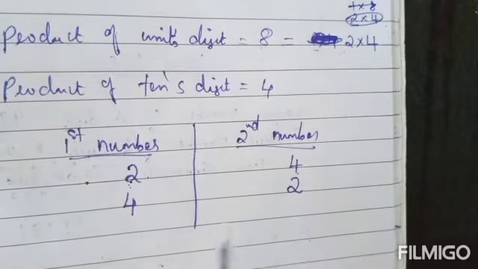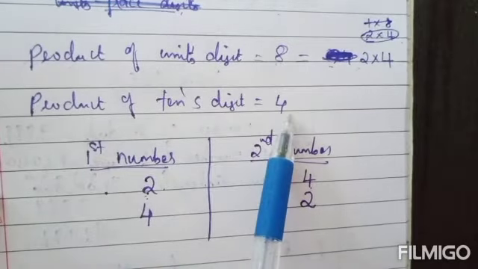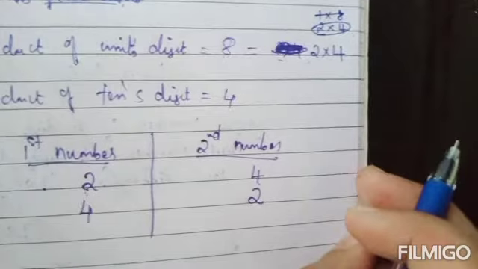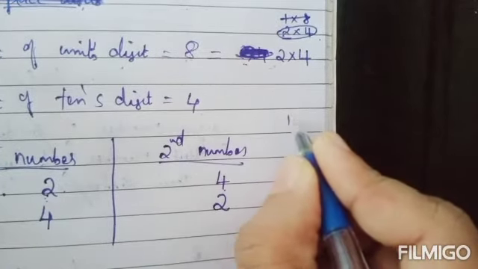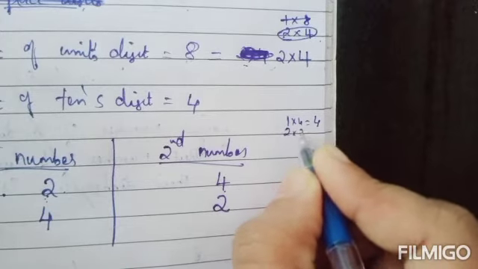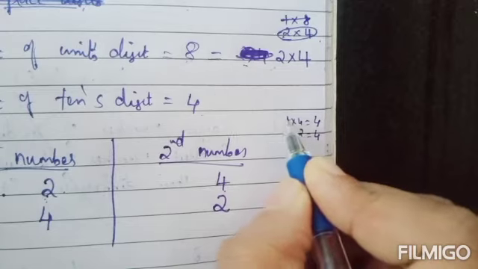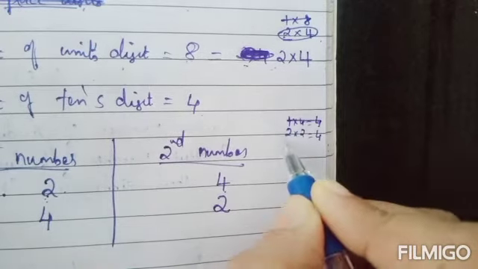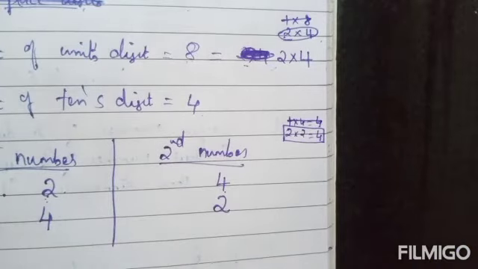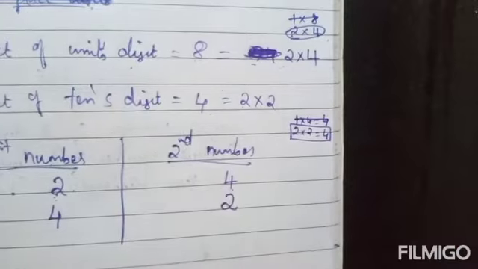Okay, now let us take the tens digit. Product of tens digit is 4. Okay, so which two digits on multiplying will give 4? 1 into 4 equal to 4. Now 2 into 2 equal to 4. So let us ignore this 1 into 4 and take 2 into 2. 2 into 2 equal to 4. Let us take that combination.